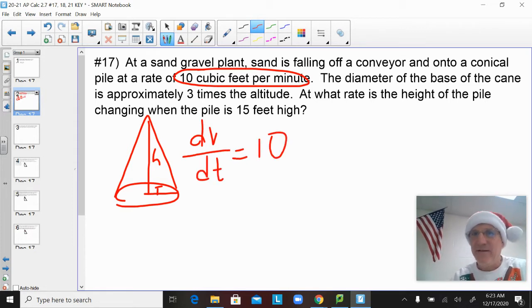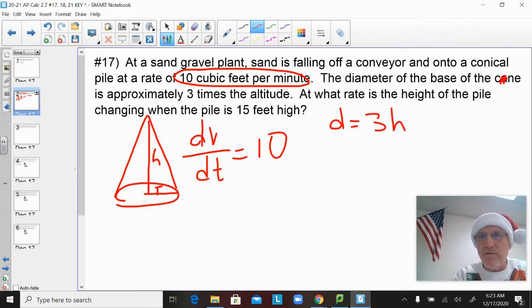That's how fast the volume is changing. So it tells us that. Then it tells us a seemingly random piece of information. The diameter of the base of the cone is approximately 3 times the altitude. Diameter is 3 times the altitude, which is the height. We'll figure out in a moment what to do with that.